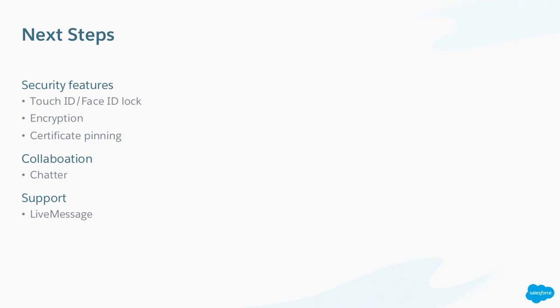All right? So a couple things we didn't talk about. Security. So there's a lot of capability that you can add in around Touch ID and Face ID lock for your application, encrypting data at rest. Certificate pinning. I also didn't show you collaboration with Chatter. So if you are running a Service Cloud instance and you want to use Chatter to collaborate with your customers, and then even going as far as implementing live message into your application as well.